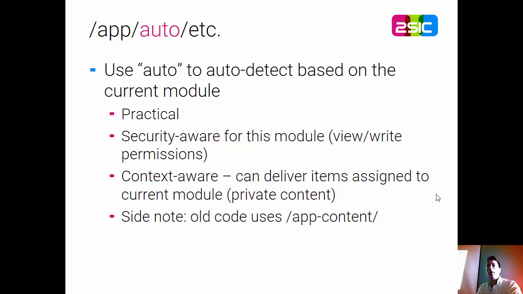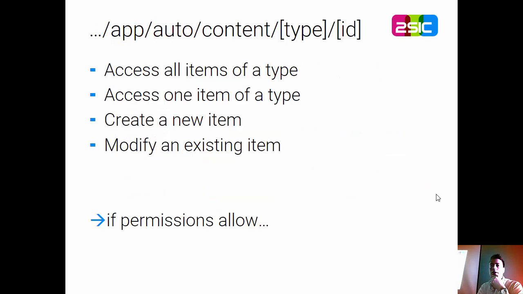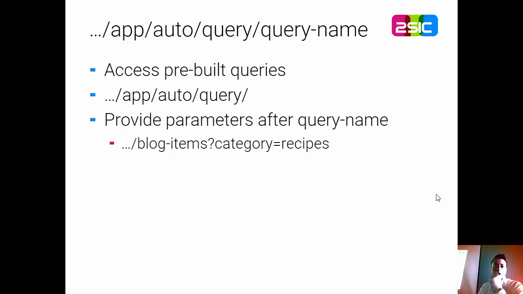Okay, and just a side note in case you run into some older code, the API path used to be a little bit different. It's still supported, but we just cleaned up and standardized the URL pattern. So content type is pretty obvious. We can get all items, we can get one item, we can update or create them, assuming the permissions allow it. Query, same thing. The query has a simple name, /query, /query name, and you get that. And you can also provide parameters, of course.